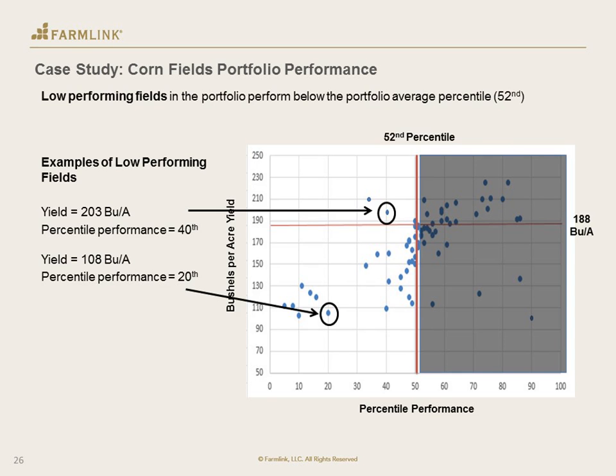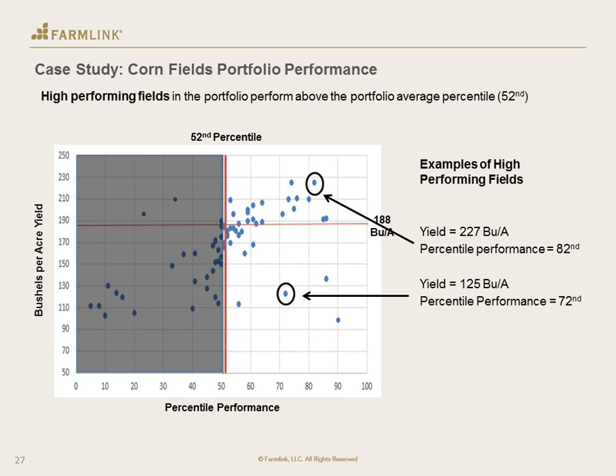Now let's look at the right side of the scattergram. Here we're considering fields that are performing above the 52nd percentile. Fields in the upper right quartile are both high yielding and high performing. Fields in the lower right quartile are fields that are low yielding, however performing towards the top end of the percentile distribution. This is when an agronomist can really help his farmers do the diligence to determine the best course of action for each field and the overall portfolio.